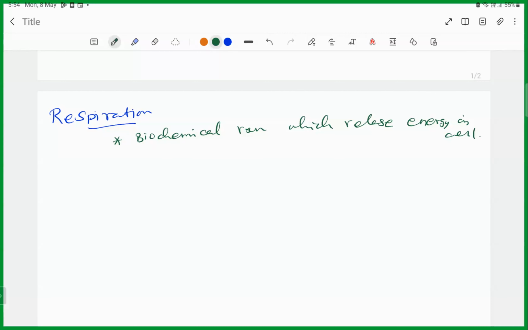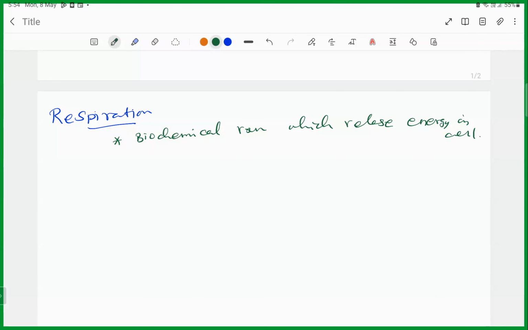The respiration occurring in the cell is accompanied by the combustion of glucose, producing carbon dioxide plus water. A large amount of heat is released in this chemical reaction. That's why we call respiration an exothermic reaction.